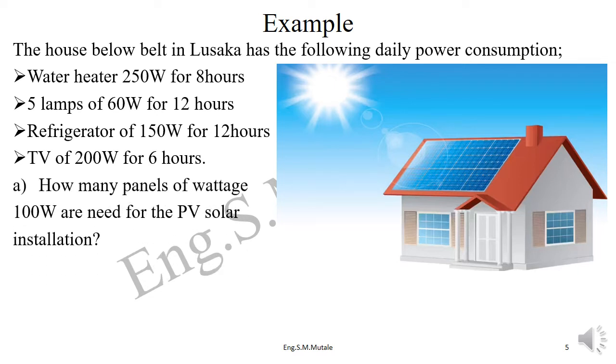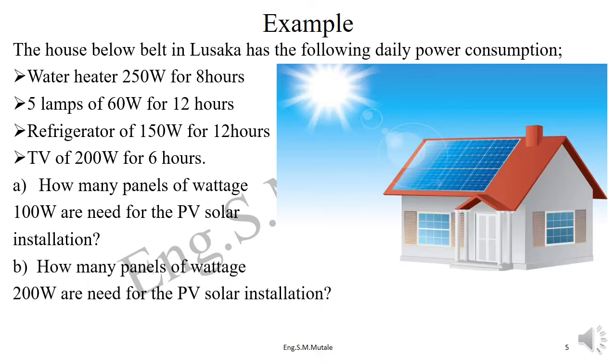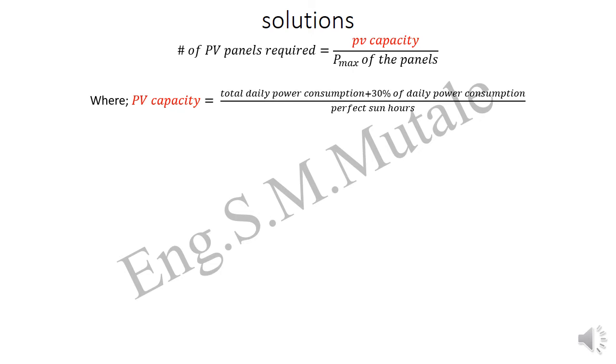Question is, how many panels of wattage 100 watts are needed for the PV solar installation? And then B part of that question, how many panels of wattage 200 watts will you need? So for you to determine this, on our solution, we are saying number of PV panels required for PV installation is given by PV capacity divided by the maximum power of the panels, where the PV capacity is basically total power daily consumption plus 30% of that same, then you divide that by the peak sun hours.